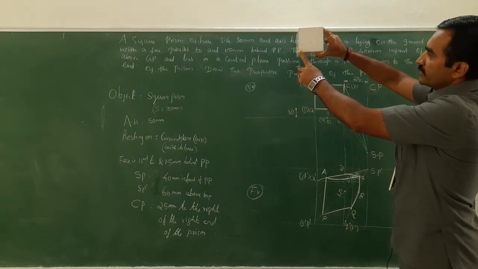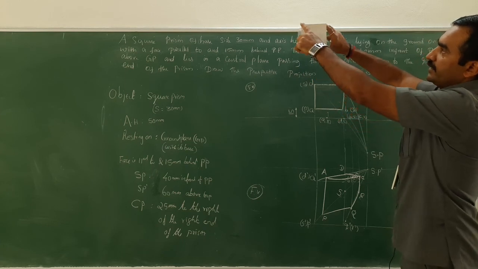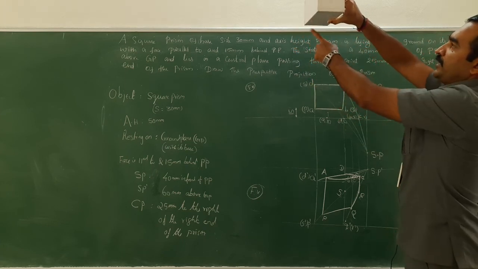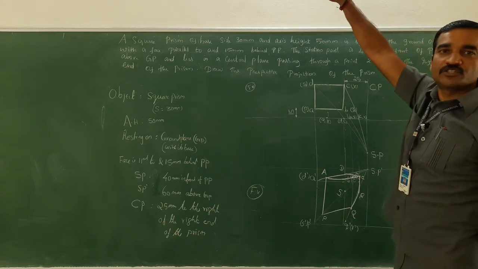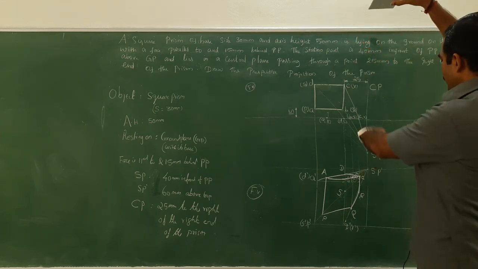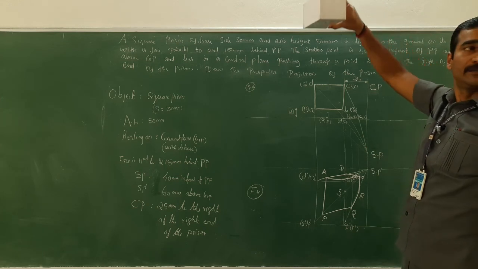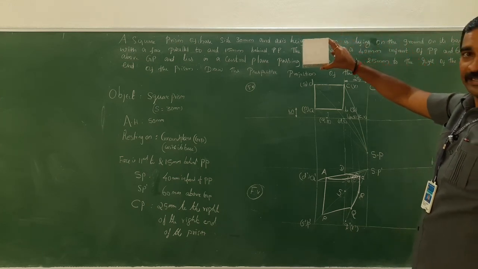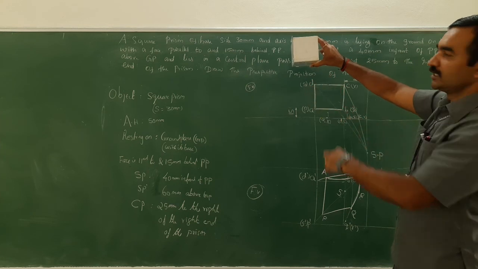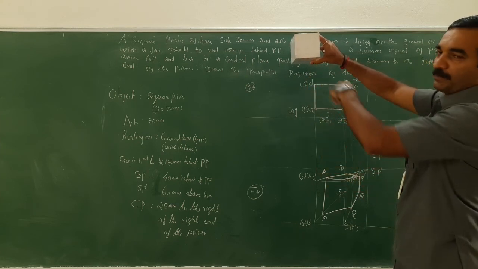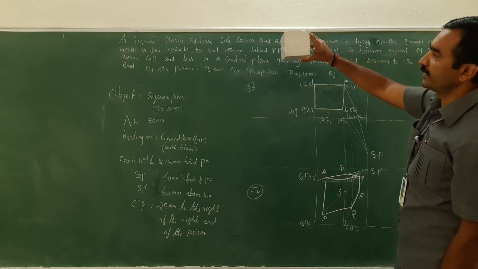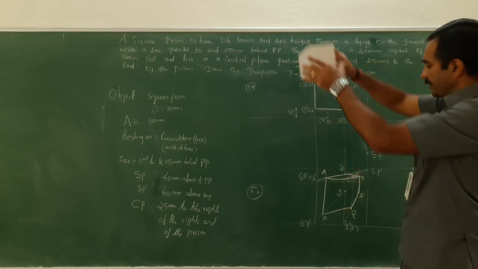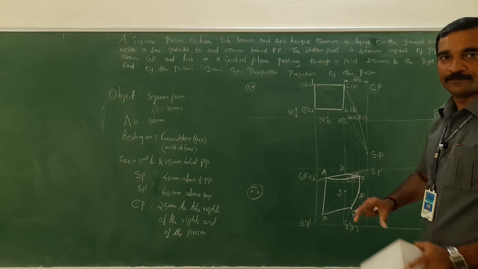A is here, B is here, C is here, D is here, and P, Q, R, S is in this manner. This is some distance above, that is 40 mm. Right? So 40 mm from the PP. So this is their position. Now when I look at this object, I could see A, B, C, D. So that's the reason I put A, B, C, D.